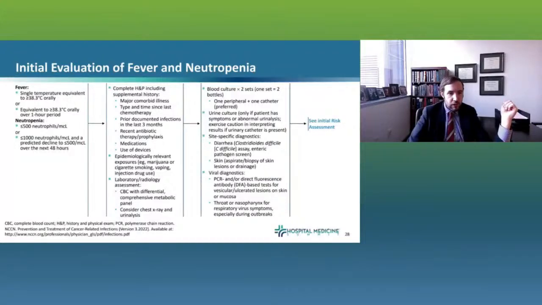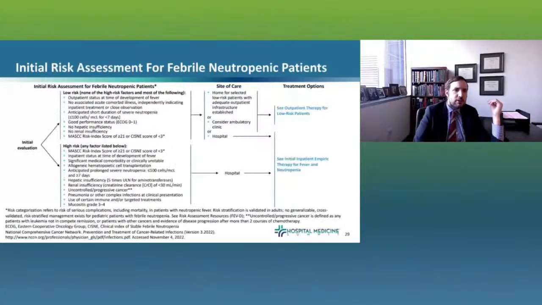And then, of course, what do their labs show? CBC with diff, got to check the ANC, CMP, and then, of course, consider chest X-ray or urinalysis. You want to get blood cultures. We all know we want to get 2 of them, one peripheral, one catheter. Urine cultures if they're having symptoms specifically, and then depending on their symptoms, of course, site-specific diagnostics. Check for C. diff. Your lab will not accept a sample if it's not liquid. Don't try if it's not, and monitor for skin bugs, viral, etc.